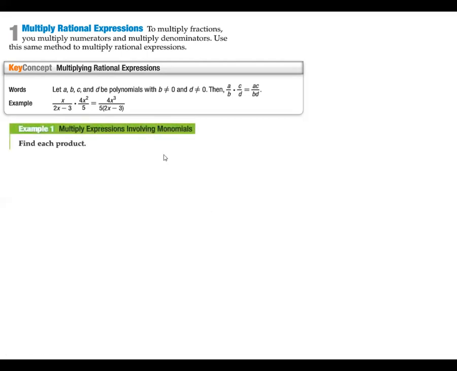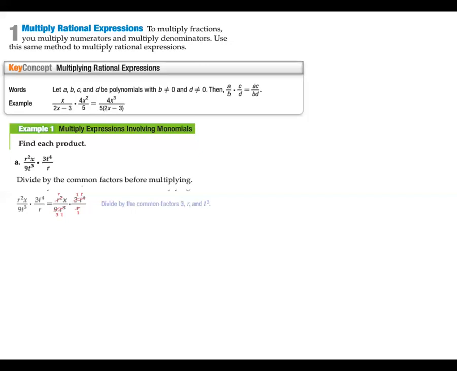So let's find the products here. R squared x over 9t cubed times 3t to the fourth over r. Now we would just multiply this straight across the top, straight across the bottom, but we can divide out the common factors before multiplying to make the problem simpler.